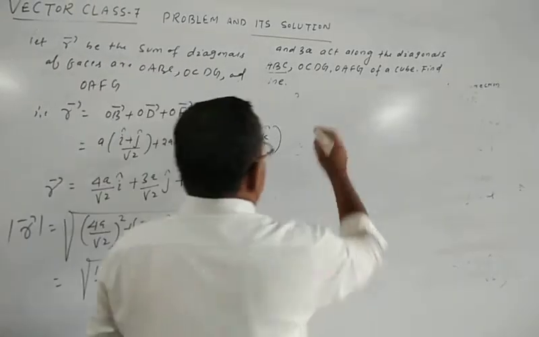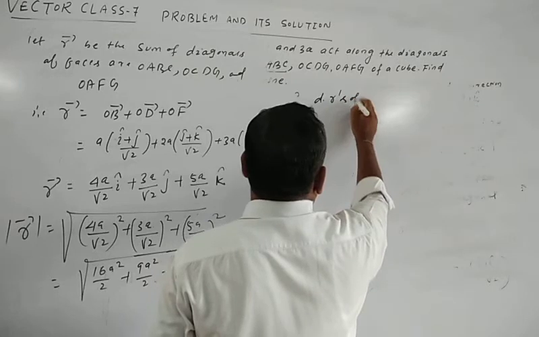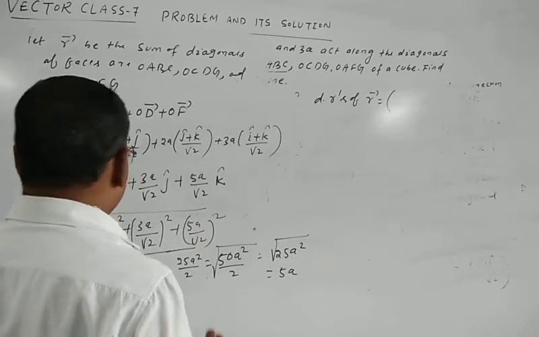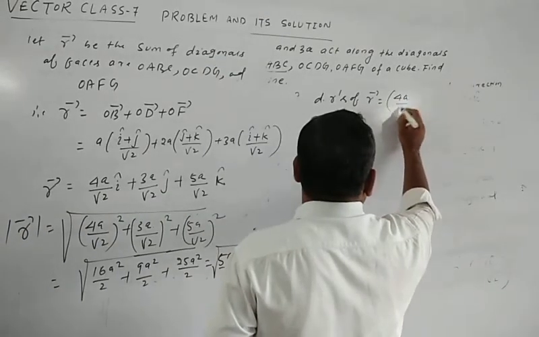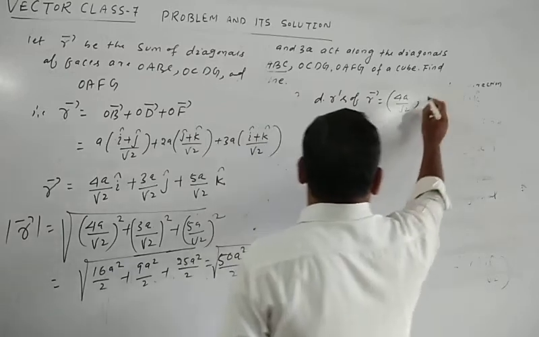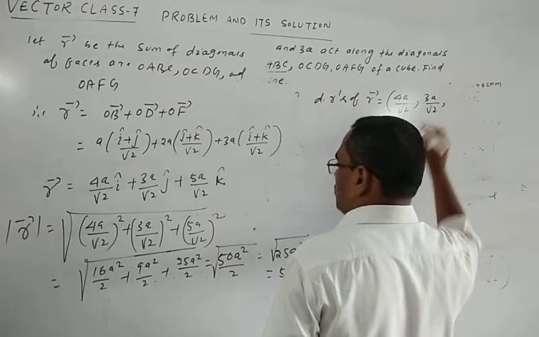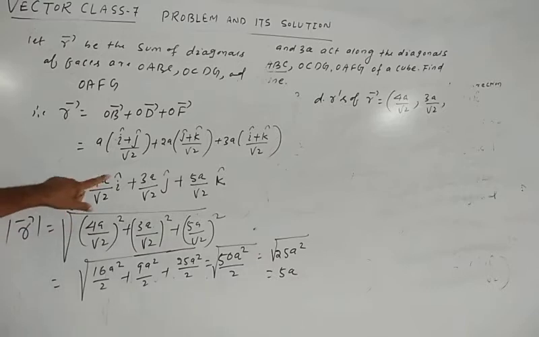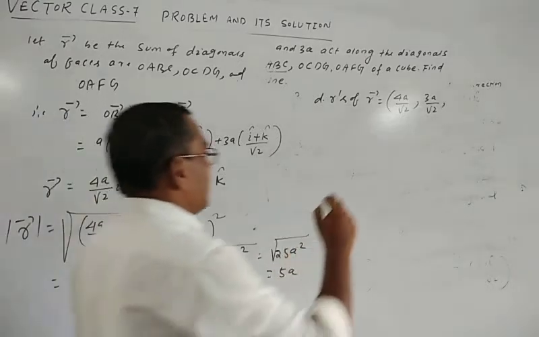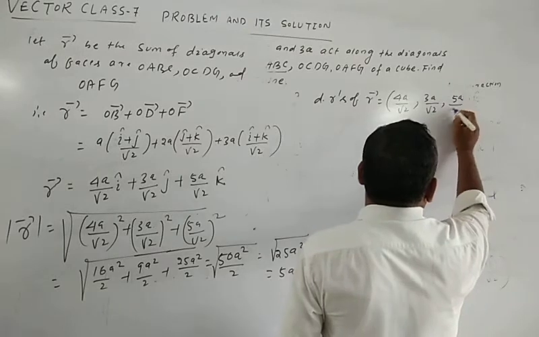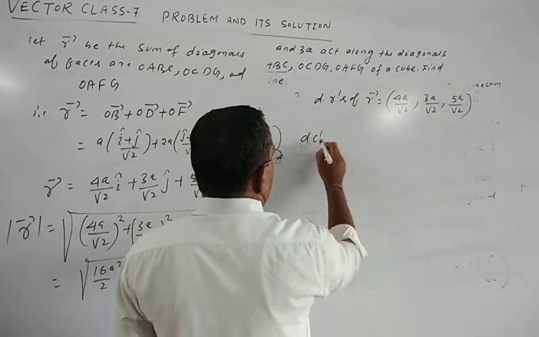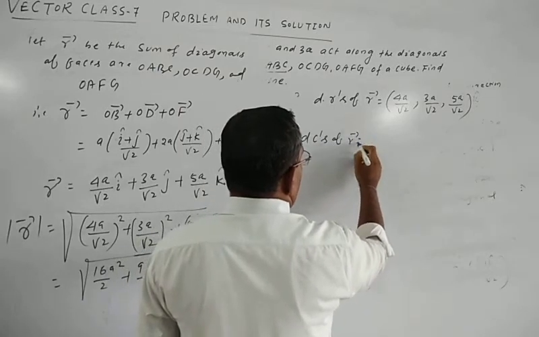So the direction ratios (DRs) of the R vector are 4a by root 2, 3a by root 2, and 5a by root 2. This is the direction ratio.